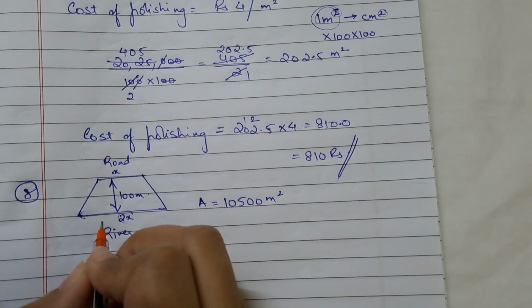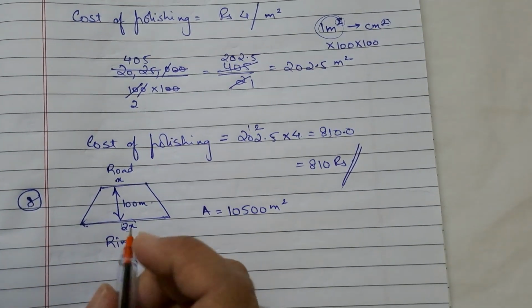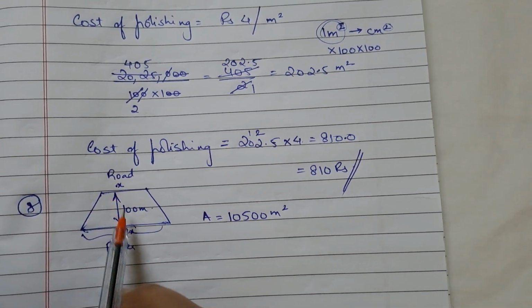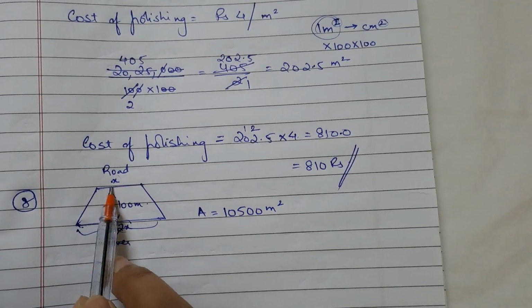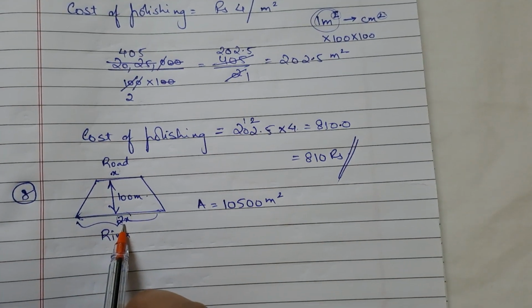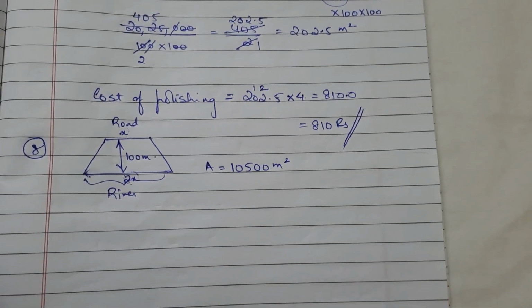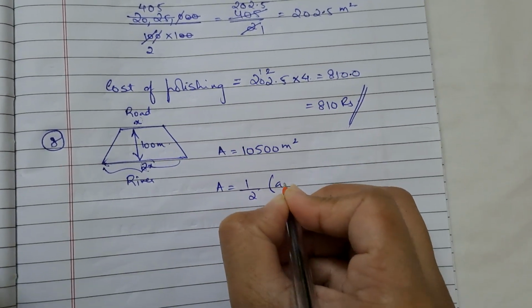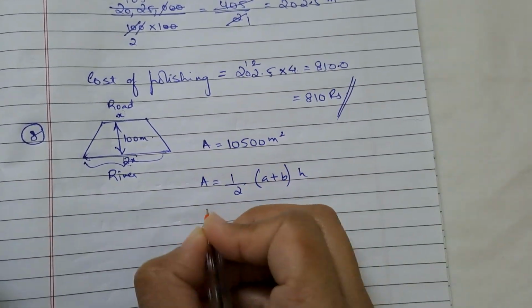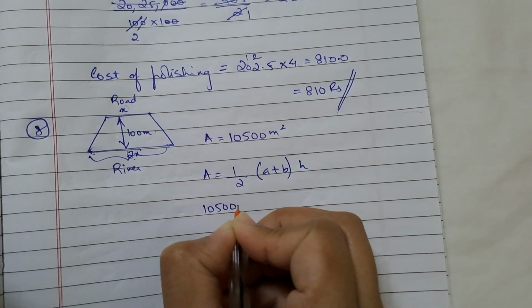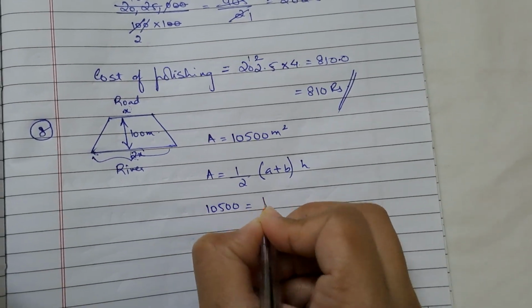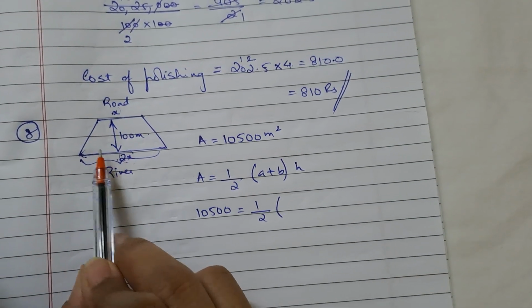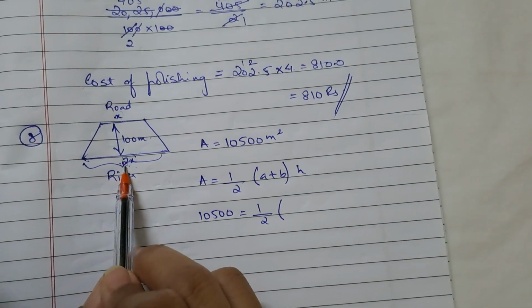Then it is asking find the length of the side along the river. Along the river, this length he is asking. But you know this length is x and this length is 2x. So you need to find x first, then double it and you get this one. Okay, so area is equal to half a plus b times h. So area is 10500 and it is given to me as half, and he already said that if this is parallel to this one and it is twice.